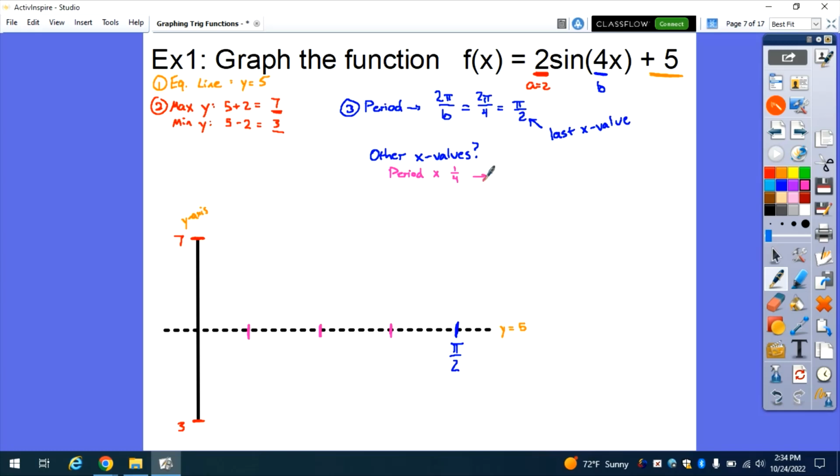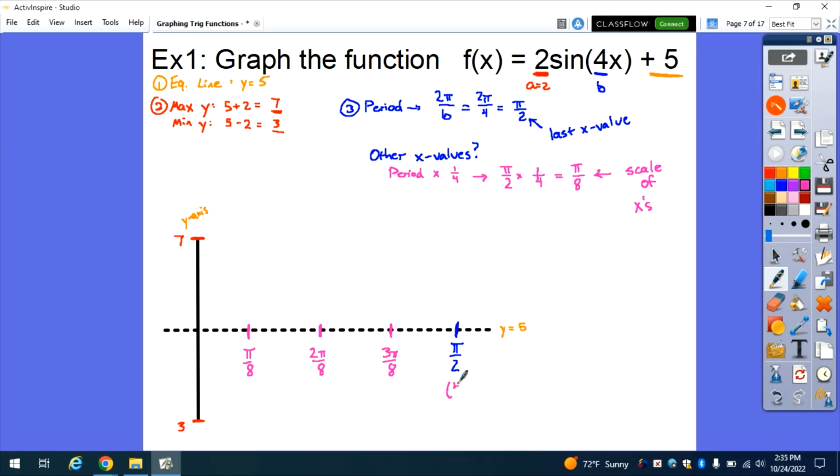So we take our period, which was pi over 2, times 1/4. Pi and 1 would be pi, 2 and 4 would be 8. So we get pi over 8. This is the scale of our x's. Now, if you remember back in algebra, what that means is these little hash marks are counting by pi over 8s. So this is 1 pi over 8, 2 pi over 8, 3 pi over 8.